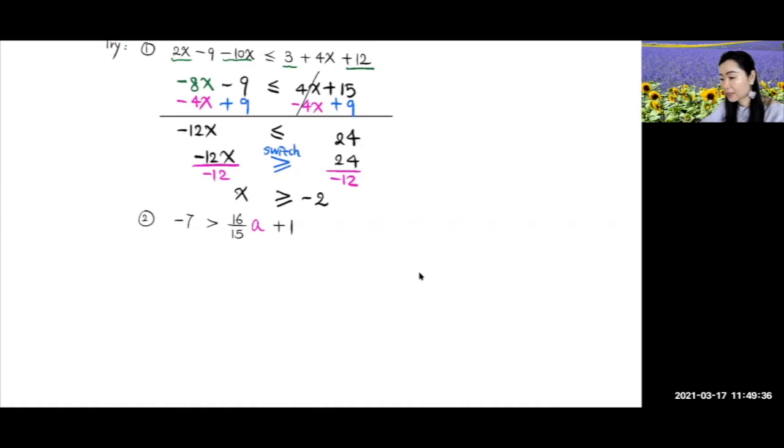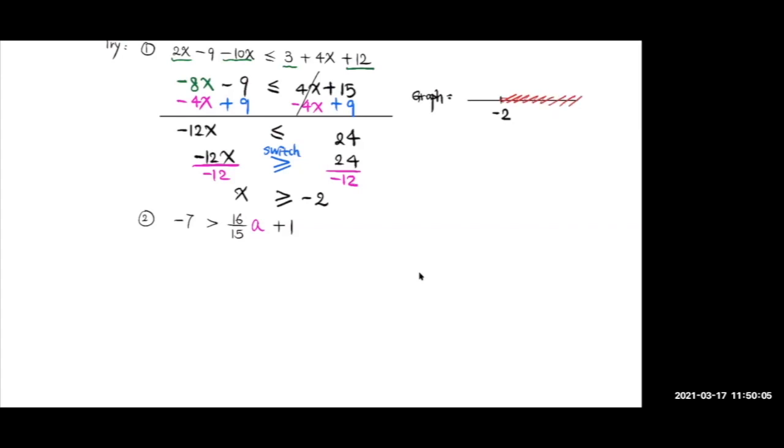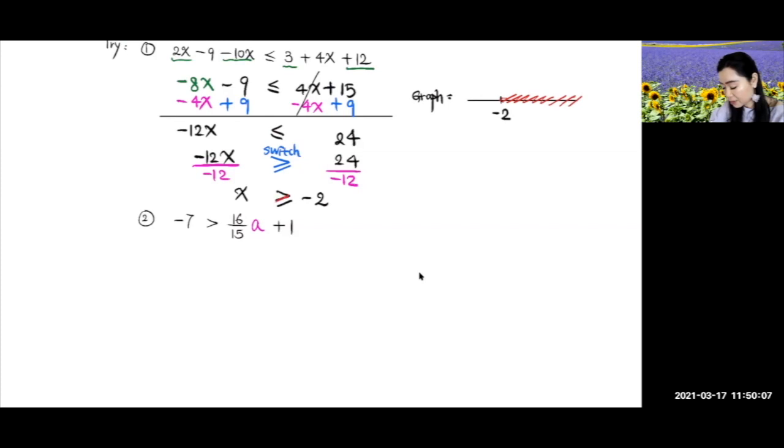Now, how do you graph this? Suppose they ask you to graph this. To graph this, you draw the number line, and then you locate this negative 2. X is greater than or equal to negative 2, so it will be on the right side of negative 2. And because there's an equal sign over here, the negative 2 is included, so we make this bracket. So we will shade this way. Okay, that's the graph.